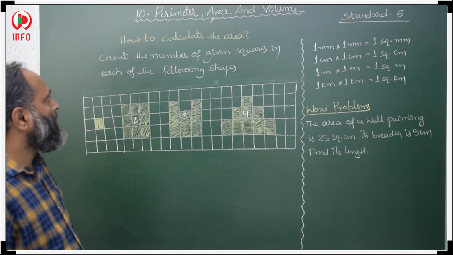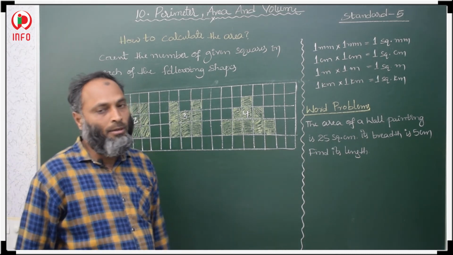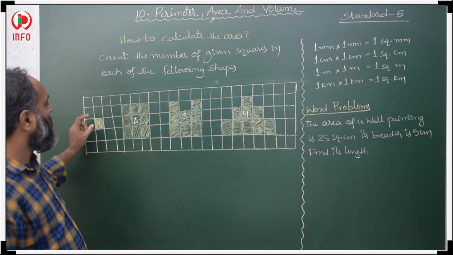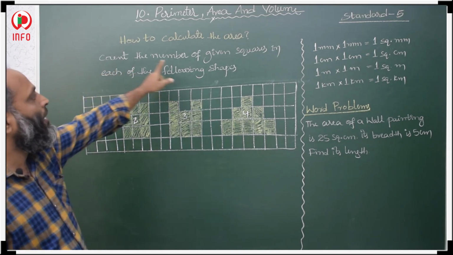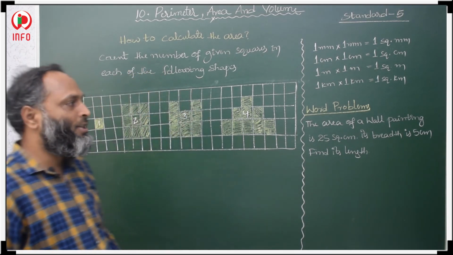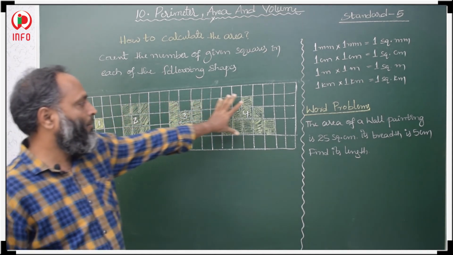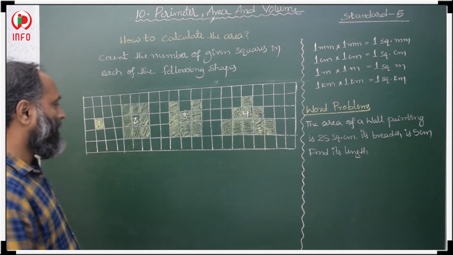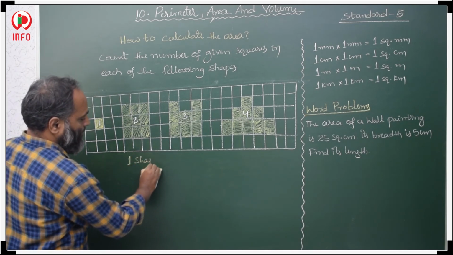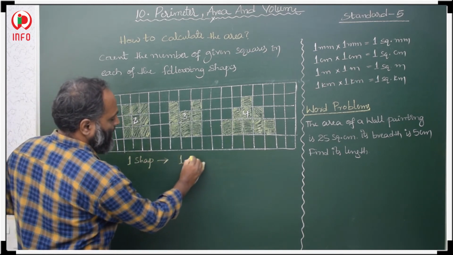Now students, next, how to calculate area. Here 4 shapes are given. He is asking to count the number of given squares in each of the following shapes. This is the first shape, second shape, third shape and fourth shape. In the first shape, how many squares do we have? 1 square.